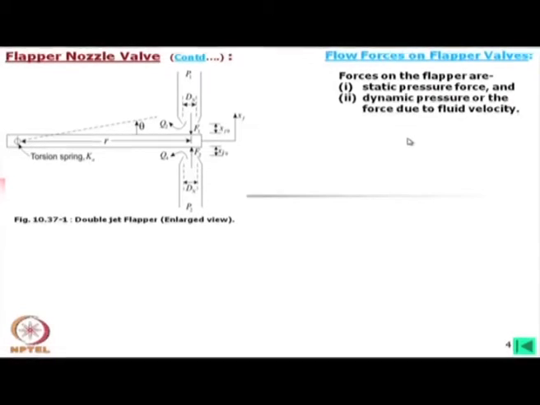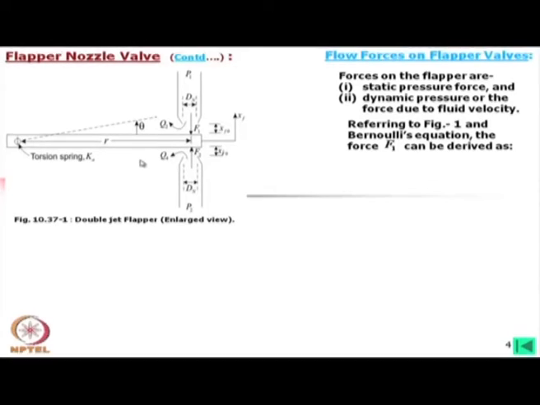There is also dynamic pressure, or the force due to the fluid velocity. What is static pressure? Simply, static pressure will be equal to P1 into this area, not the curtain area. The curtain area, that orifice area, is used for the load flow and other things, but normally when we are calculating the force, we consider this area, which is equal for both nozzles. However, the pressure will be different, whereas while considering the dynamic pressure, we have to consider the velocity of the fluid which is impinging on this flapper.